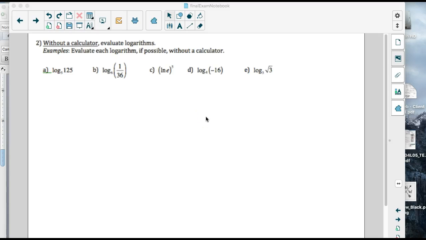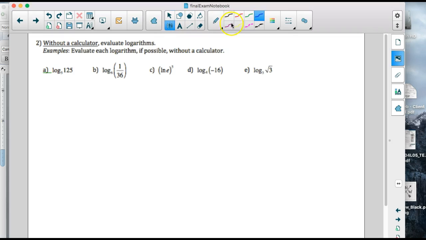Okay, this is review problem number 2 for the final exam review. This one is also without a calculator. You're supposed to solve these problems with logarithms, not using a calculator. So, in the first problem here, anytime we see a logarithm, it means this is the base.